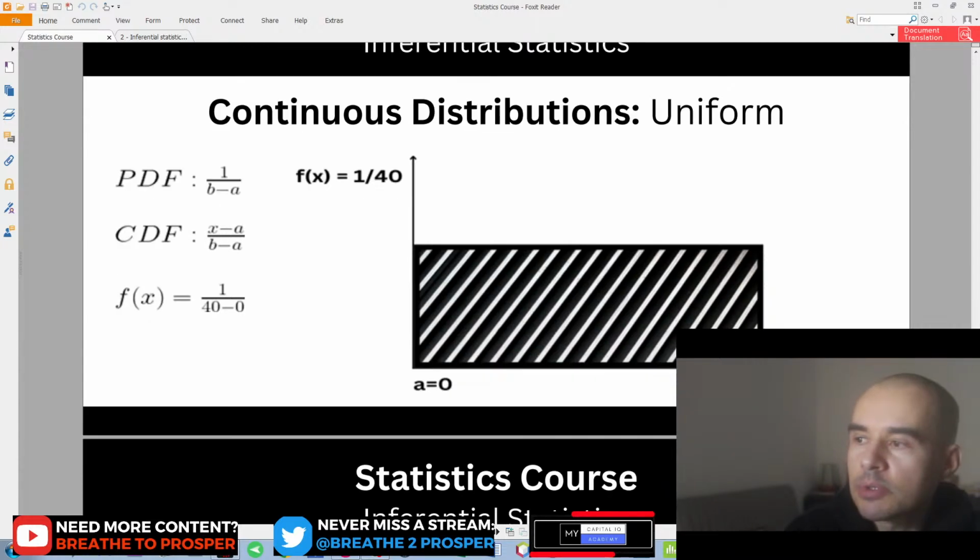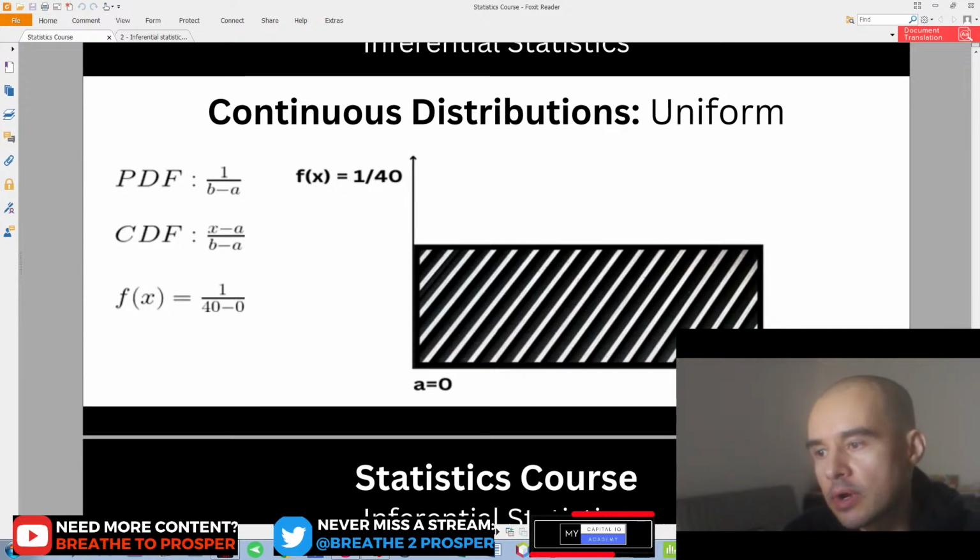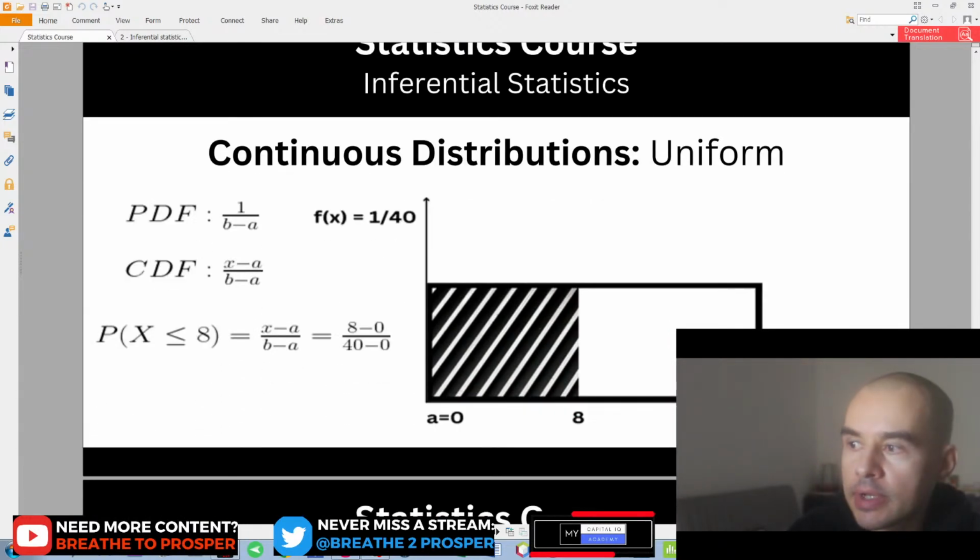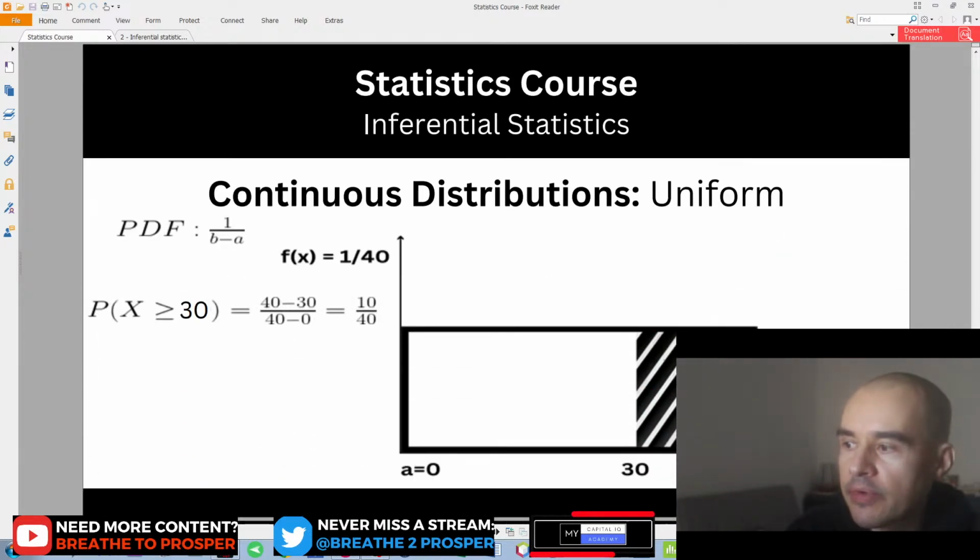So for the most part, you can actually solve this graphically because you can see it. So let's say the function is 40 minus 0, so all the space here, and the CDF is the value that you're looking for minus the lower bound. So for instance, let's say the probability of x being less than or equal to 8. We know a is 0 because it starts at 0 and ends at 40, right? So you just plug in the values and you get 8 divided by 40. See what I mean? So let's say we have another one. We have x greater than or equal to 30. We know that it ends at 40, so it's 40 minus 30, over 40 minus 0, and we get 1/4.